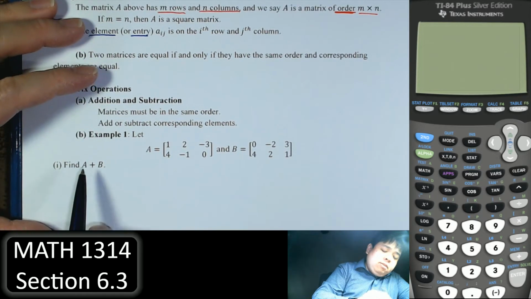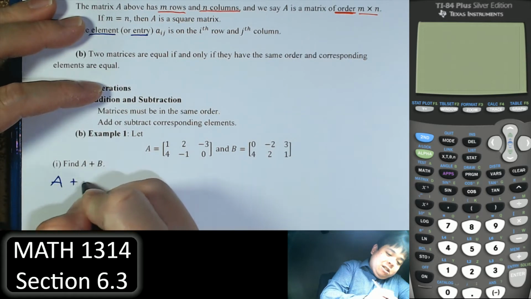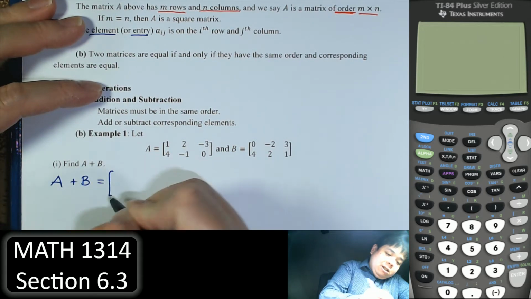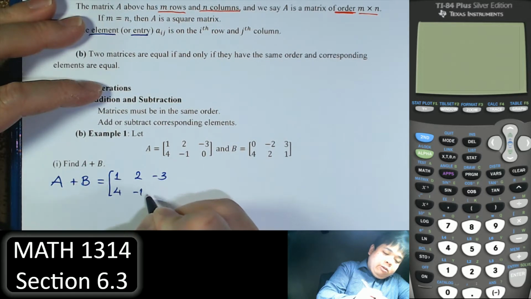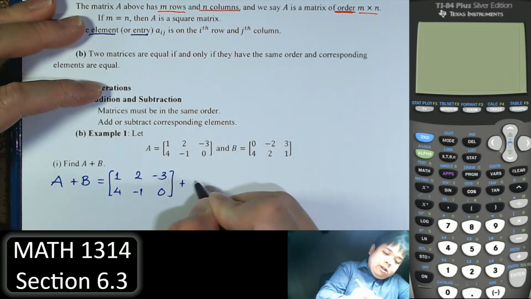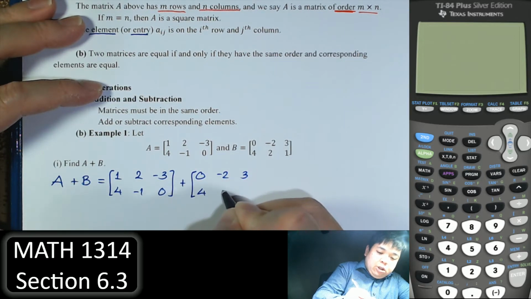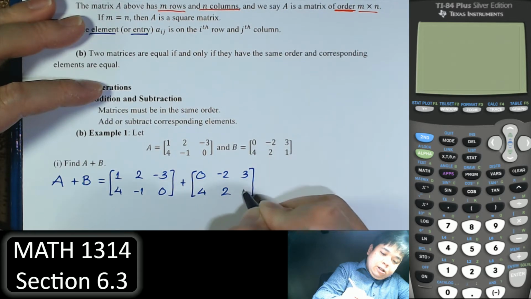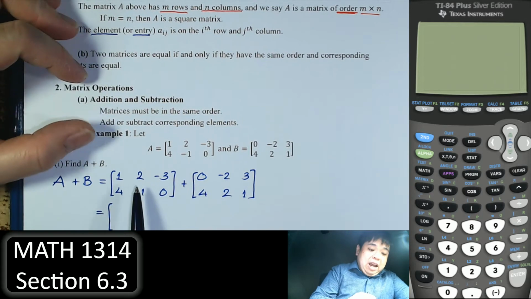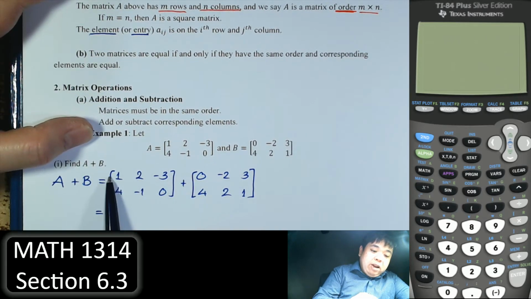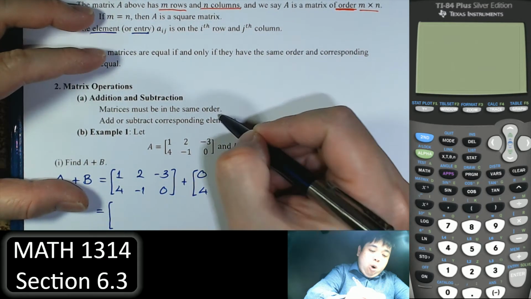Find A plus B. A is 1, 2, -3, 4, -1 and 0. Add B, which is 0, -2 and 3, 4, 2 and 1. Now we add them together, which requires the same order. Both of them have 2 rows, 3 columns, so 2 by 3, 2 by 3. So the same order, check.